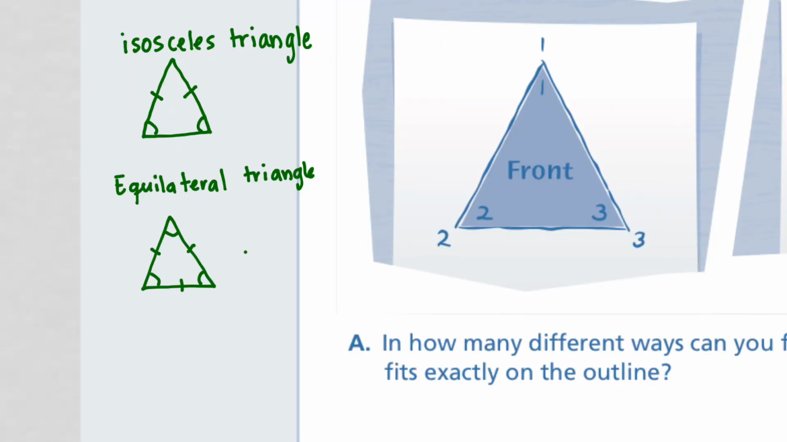So let's recall. Remember that an isosceles triangle has two congruent sides, and then the angles opposite to those sides are going to be equal. In an equilateral triangle, all the sides are congruent, therefore all the angles are also congruent.